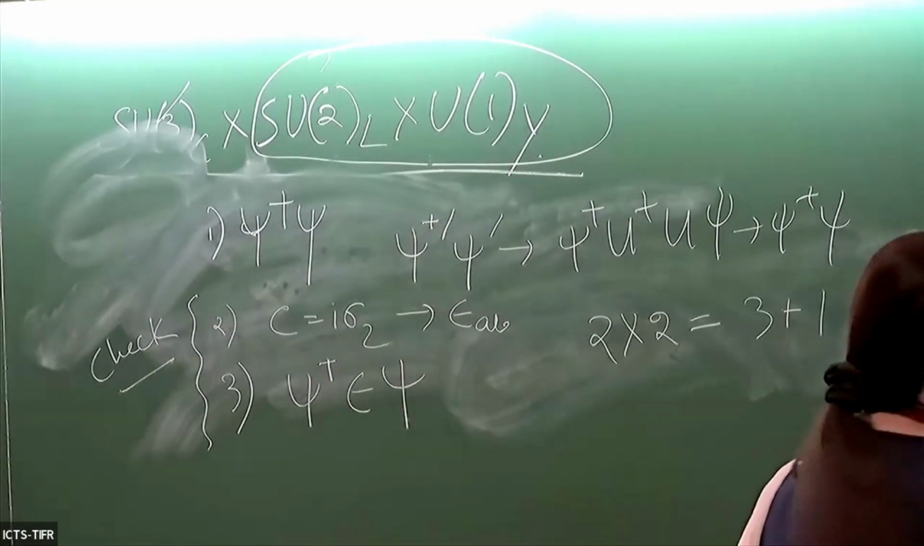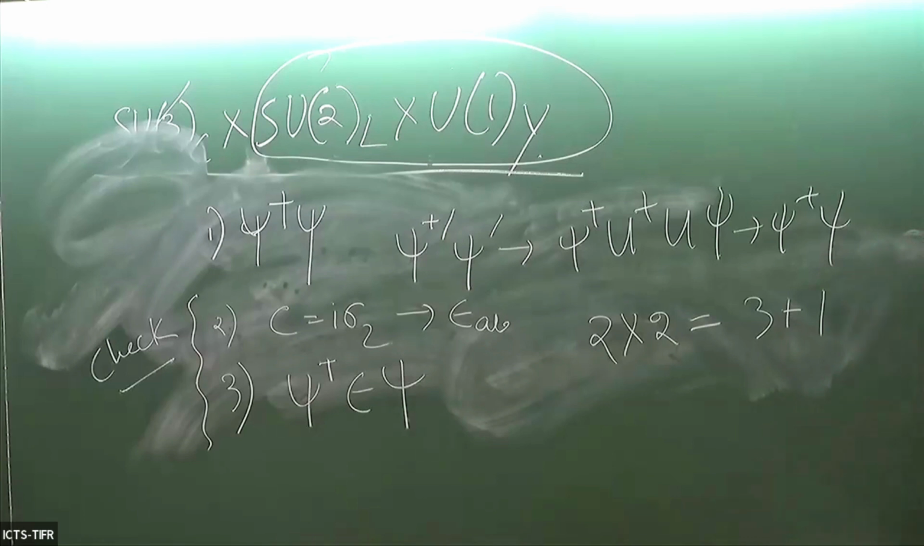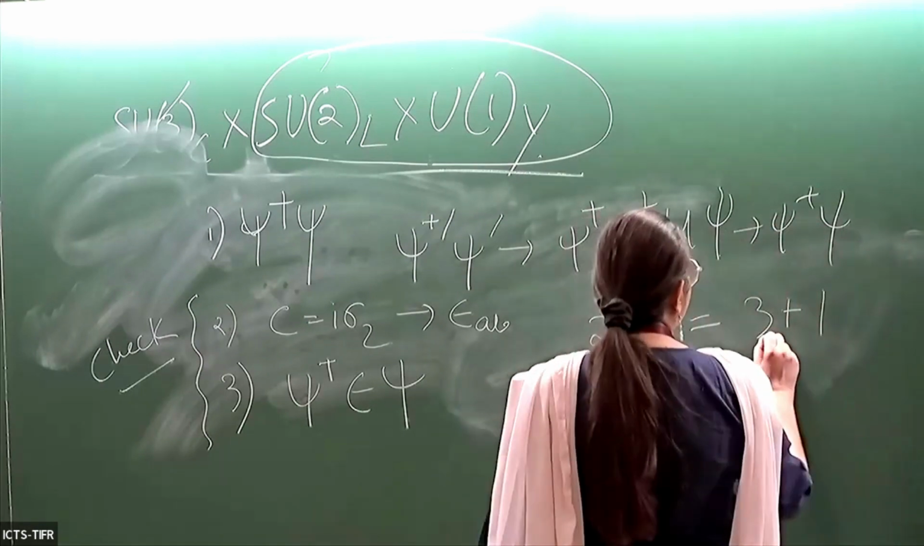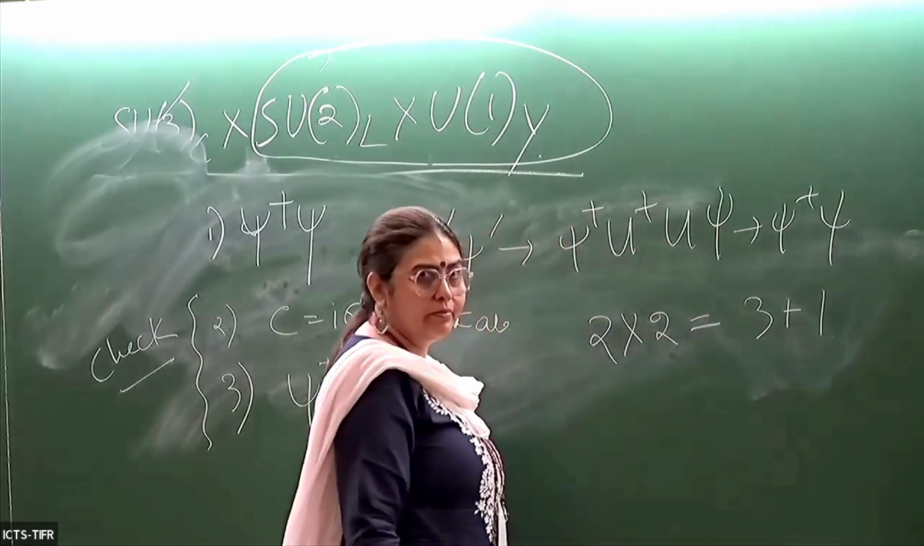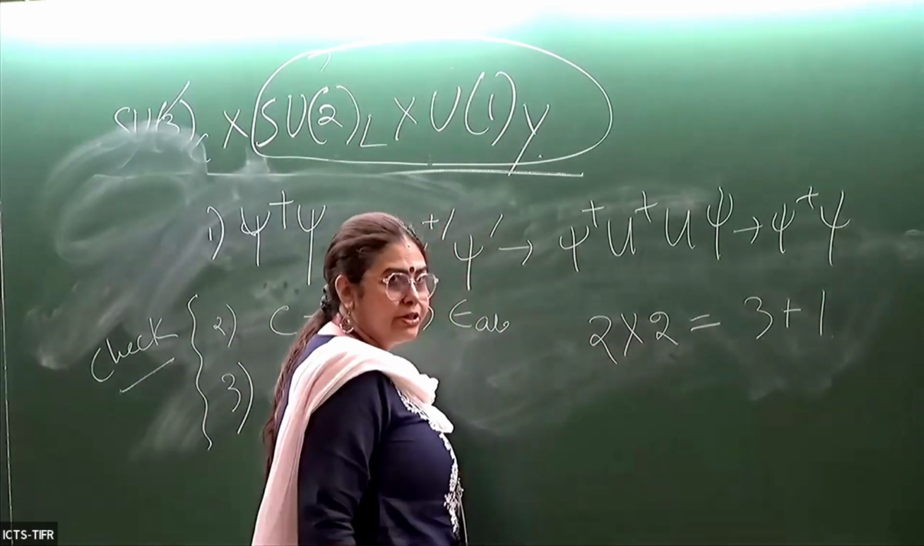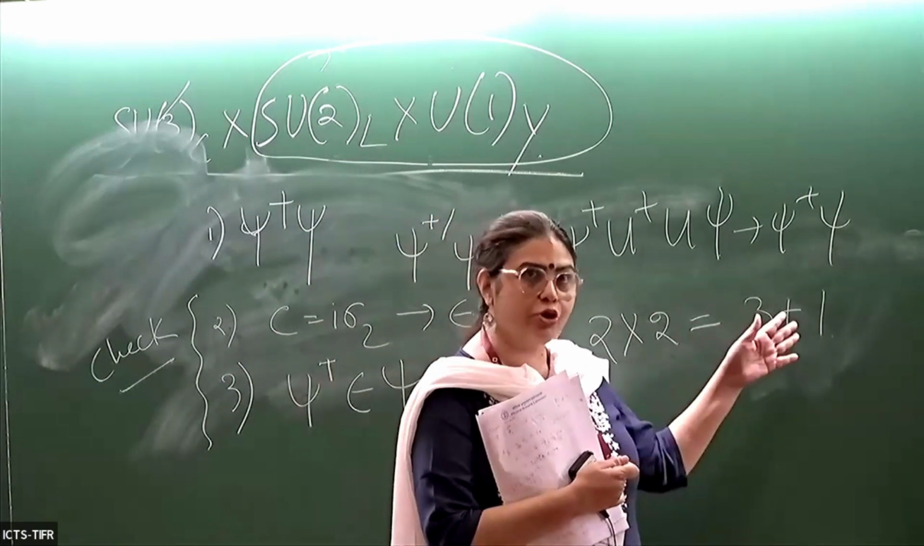Triplet and singlet, that is true. So I am combining 2 doublets to get a 3-dimensional representation and a 1-dimensional representation, a singlet. So these are the irreducible representations. And this is what you do in the Clebsch-Gordan, right?